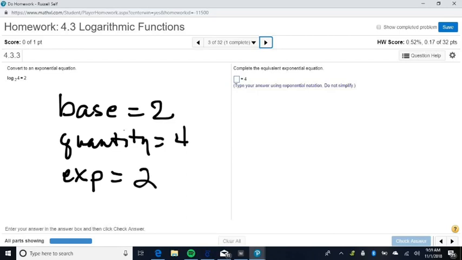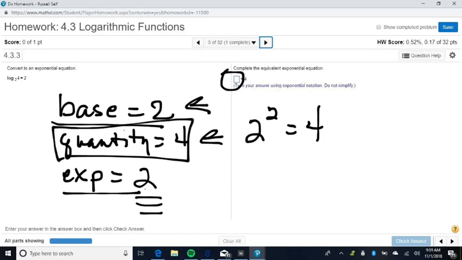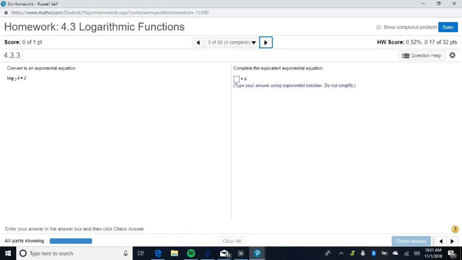Okay? Literally, this means what exponent would you put on the 2 to get a 4? Well, 2 to the second is 4, right? Okay? So you would just type it in, so they just want that part of it right there. So the completed answer would be 2 to the second equals 4. All right? So remember, when you change it, the base and exponent will go together, and then it will equal the quantity. So you're just changing the directions of things, moving things around. Okay? Let's see what they do to us next.